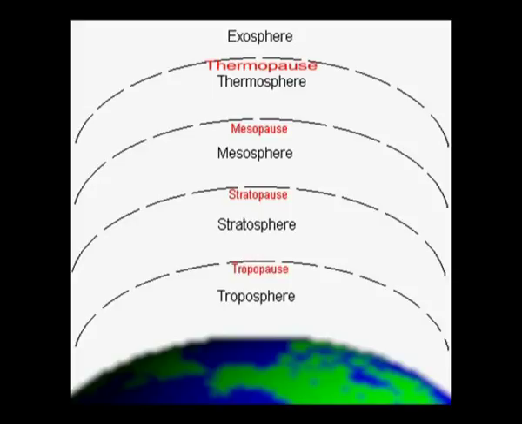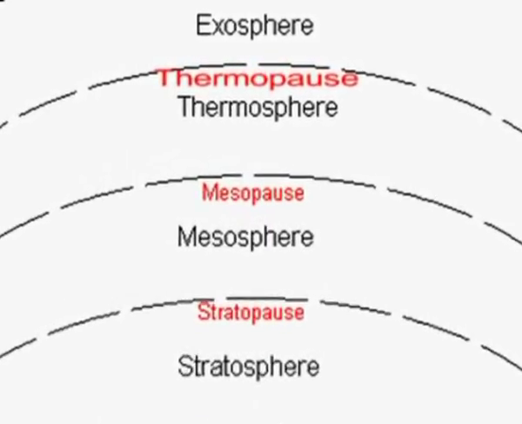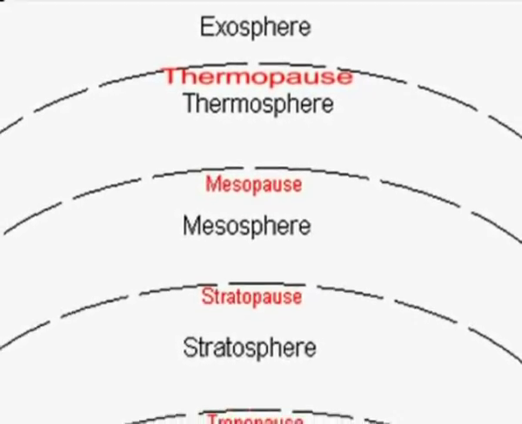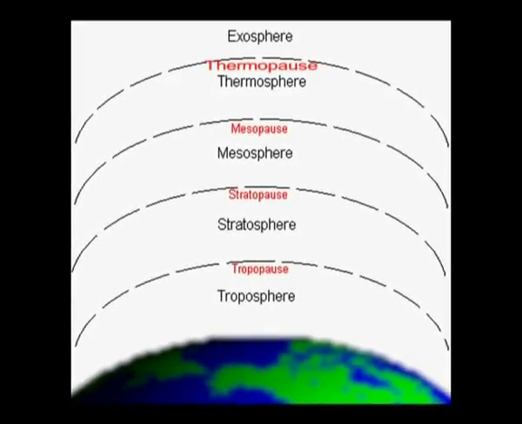Let us see the thermosphere. The thermosphere extends from the mesopause height of about 80 to 85 kilometers to a height of between 500 to 1000 kilometers and is referred to as the upper atmosphere.